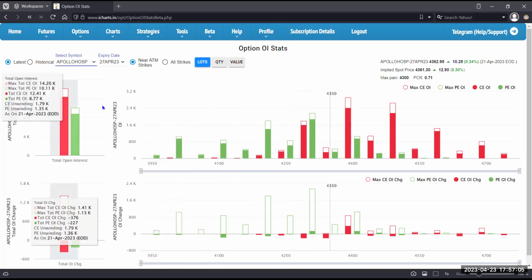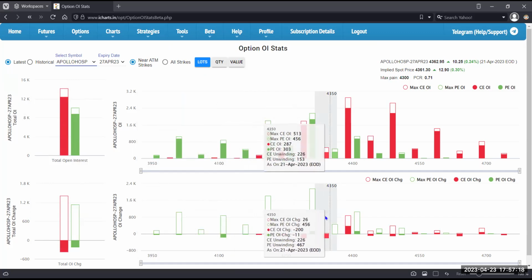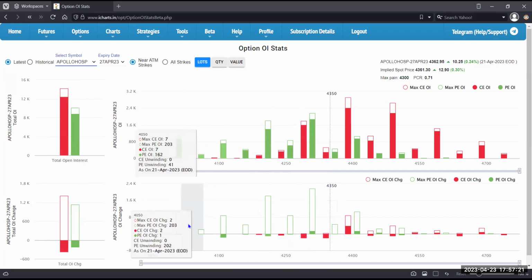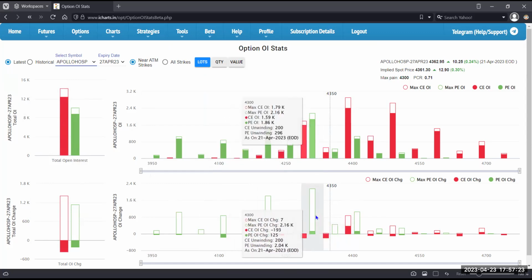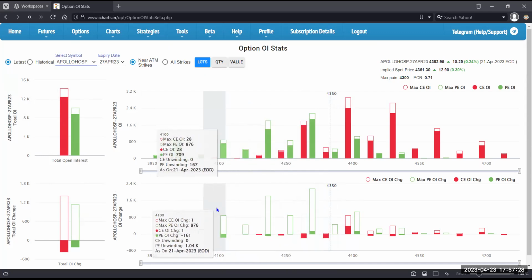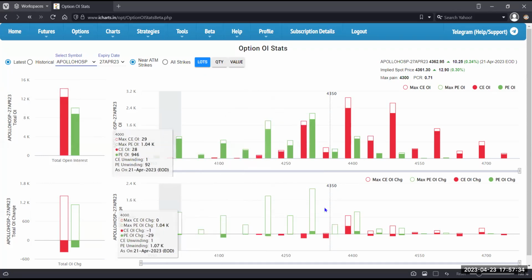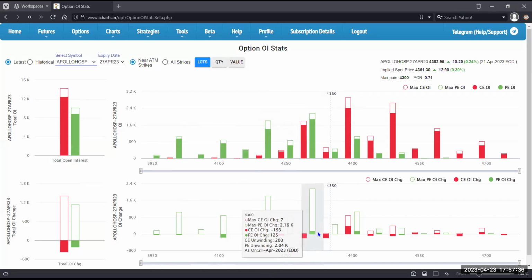Apollo Hospital. Somebody was asking something. Yeah, myself, sir. See the below chart, the lower chart. There are many empty boxes, green, here on the right side. So all these are unwinding. Build up had happened, but unwinding has happened. Is this EOD or intraday? This is intraday. So compared to yesterday, during the day there was a build up and then unwinding happened.